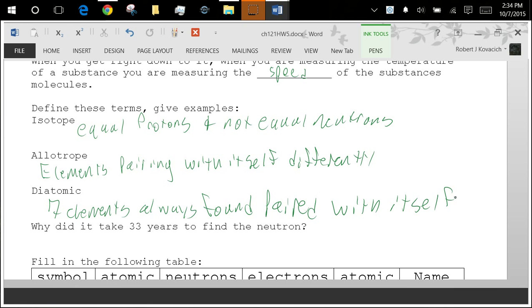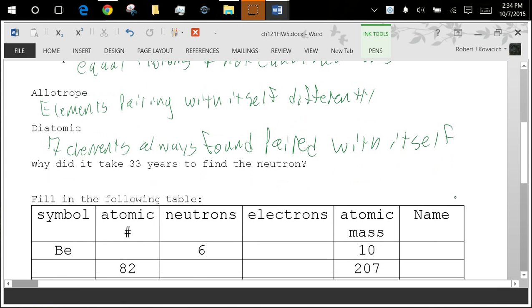And those start at nitrogen, move over to fluorine, go down to iodine, and then include hydrogen. This 33 years, why the 33 years? No one was looking for it. One, no one's looking for it, and two, it doesn't have a charge to be found. Yep.